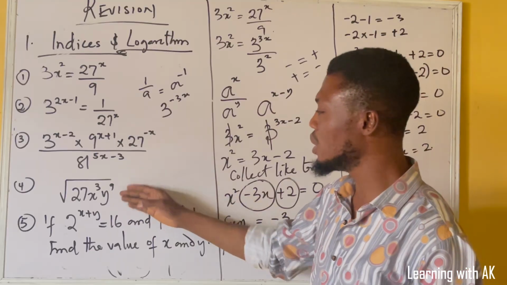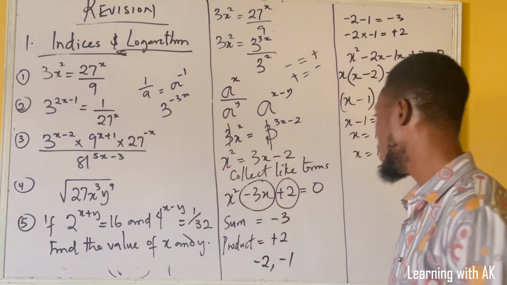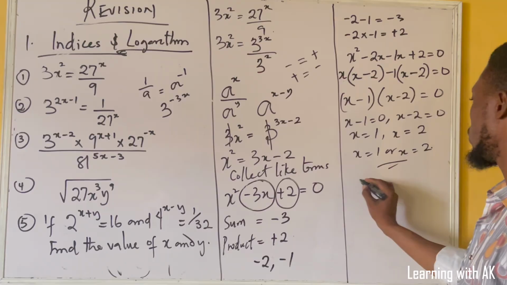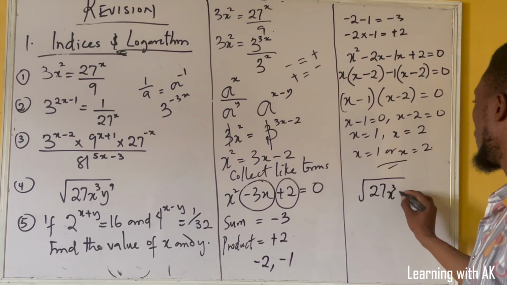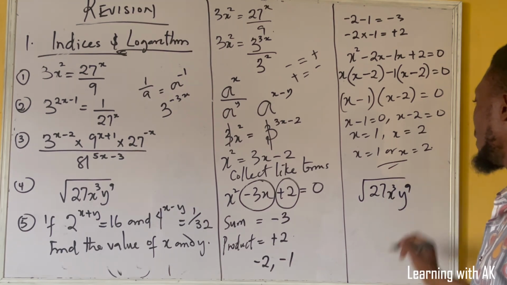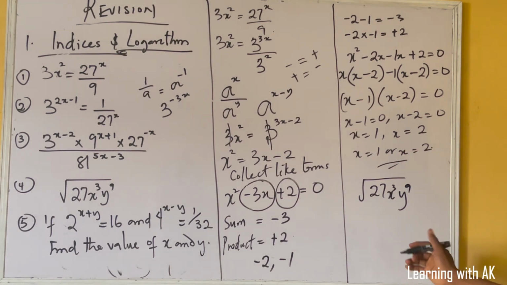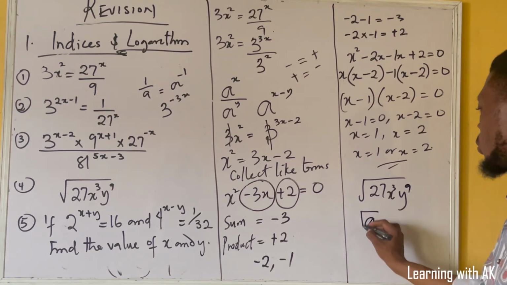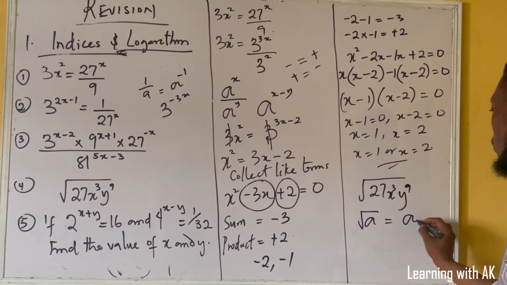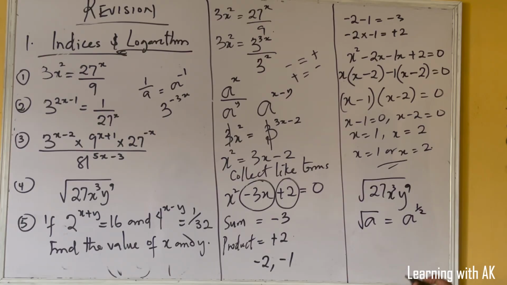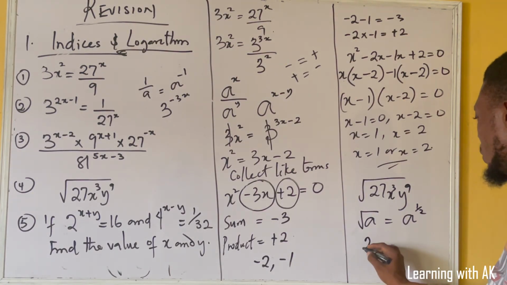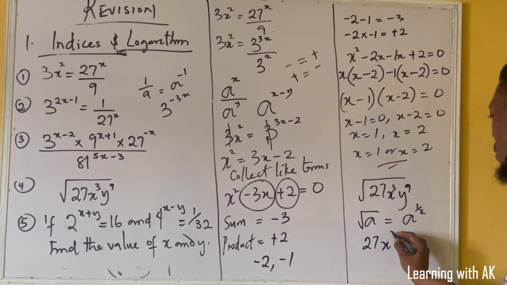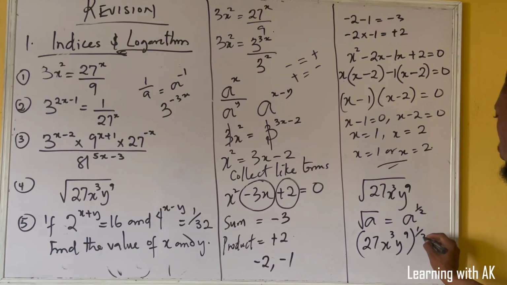But I'm interested in this. Now, this question: you have the square root of 27x cubed, y raised to the power 9. What do you do? One of the rules says that the square root of a is the same thing as a raised to the power 1 over 2. Hence, if I apply it here, I'm going to have 27x raised to the power 3, y raised to the power 9, all raised to 1 over 2.